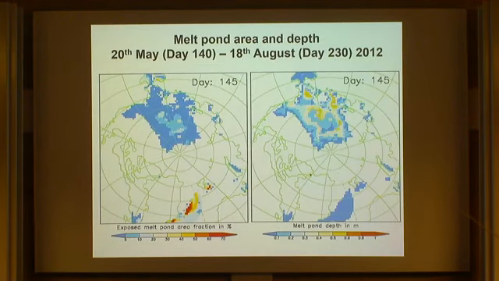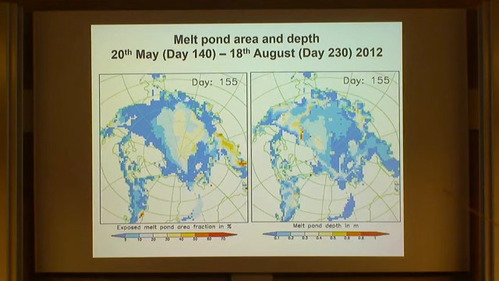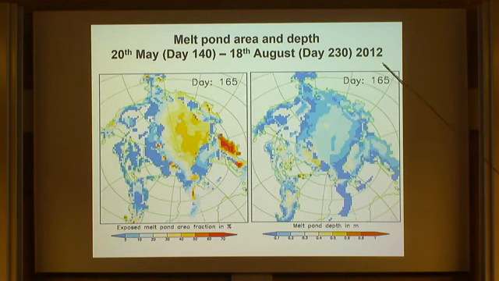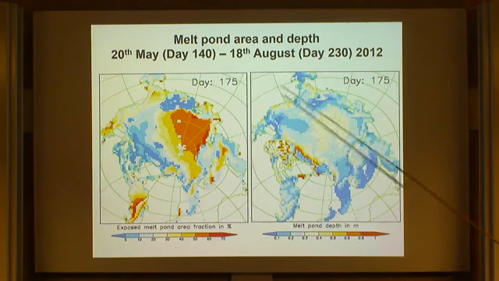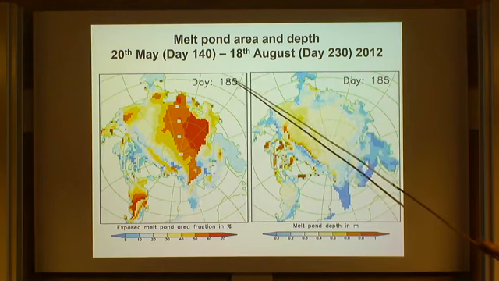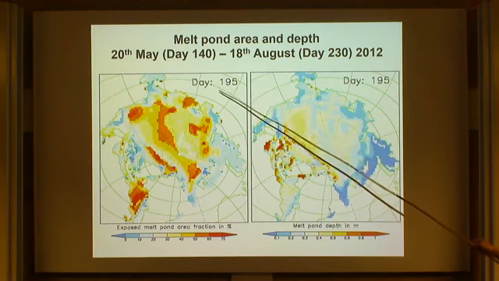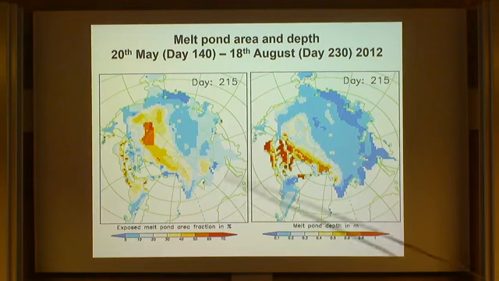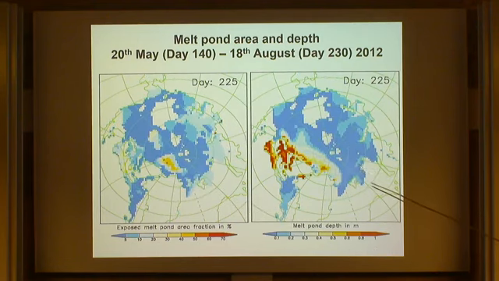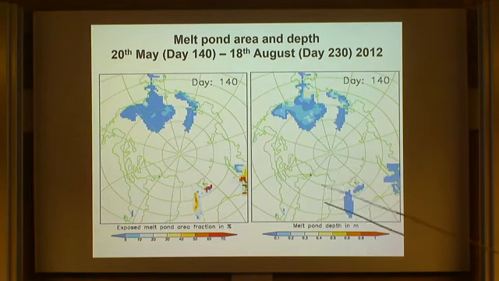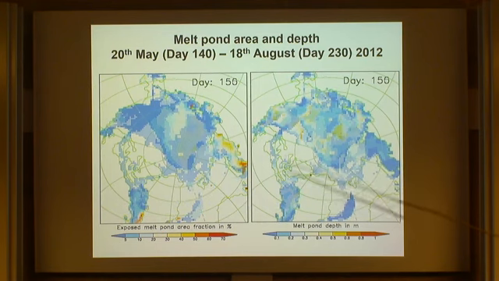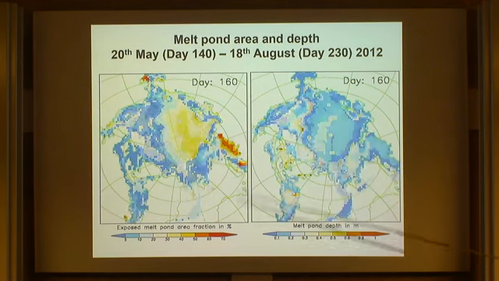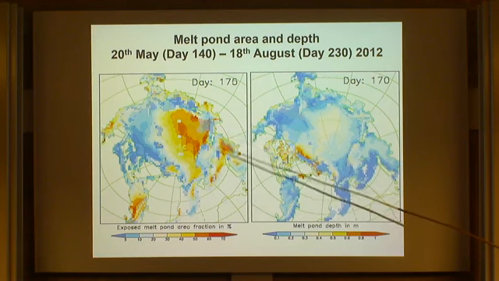But now we look at actually the melt ponds, and I show here an example for 2012. It starts on the 20th of May, this is day 140, to the middle of August. On the left, we see the melt pond fraction. On the right, we see the melt pond depth. And it starts now. So we can see the first melt ponds form at the end of May. The blue is fractions under 10%.